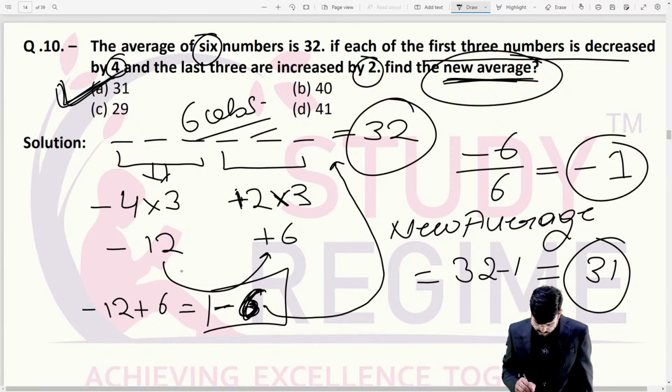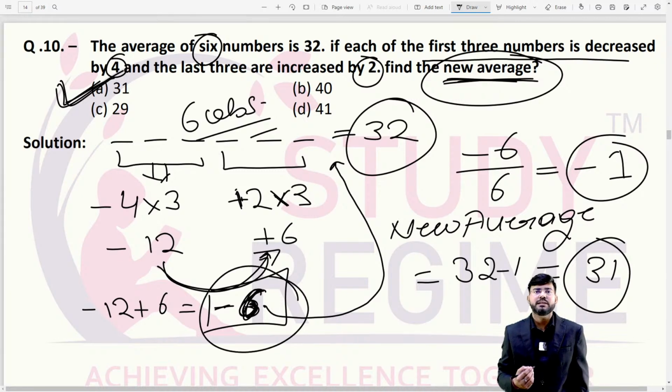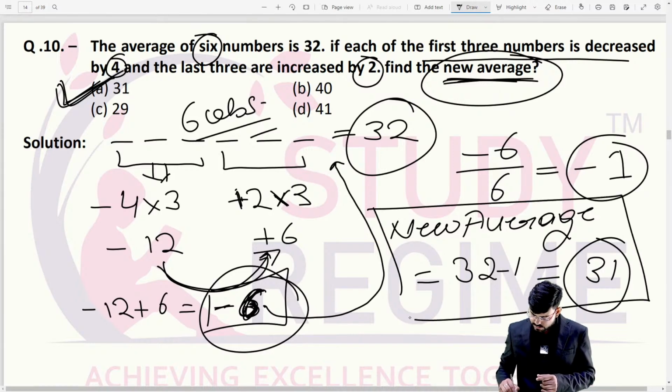So I have taken the algebraic sum of all these. You will get minus 6, and this has to be shared by 6 numbers. So minus 6 is divided by 6, you will get minus 1. So the new average comes out to be 32 minus 1, which is 31. So your answer for question number 10 will be A.